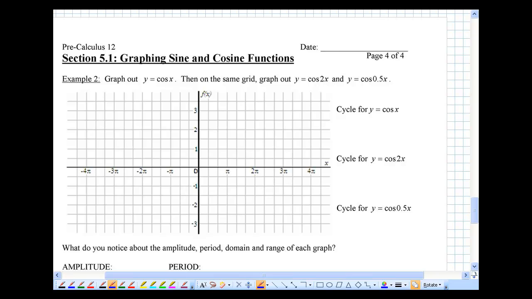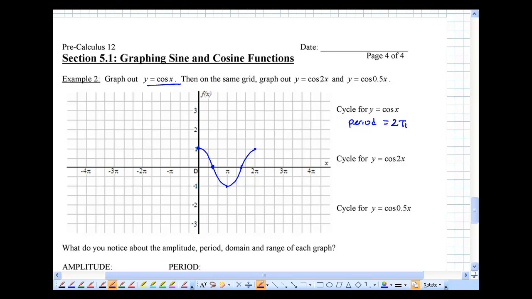Cosine, of course, starts at 1. Then at pi over 2 goes to 0. At pi becomes negative 1. 3 pi over 2 goes back to 0. 2 pi goes up to 1. So make it curved. Okay, don't draw straight lines. There's y equals cos x. That's one cycle.